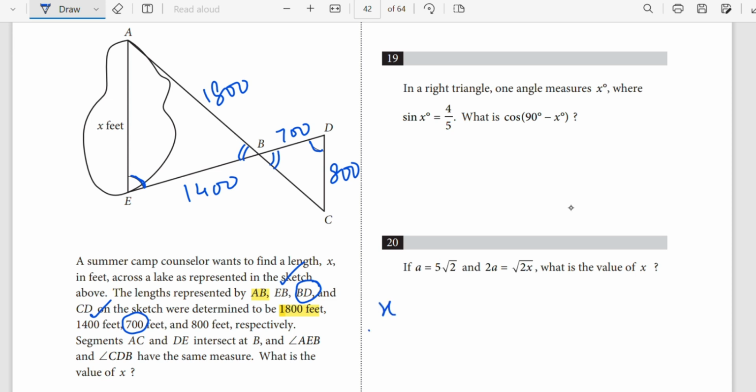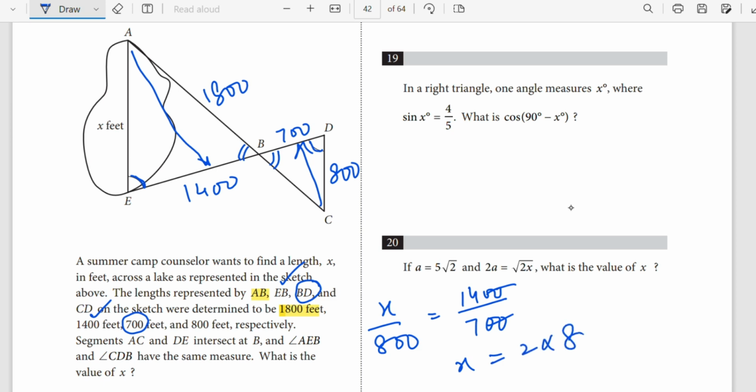We will write x over 800 is equal to 1400 over 700, because the side opposite to this and the side opposite to this are in the same ratio. So what is x? x is equal to 2 times 800, that is equal to 1600. So 1600 is the answer. Keep it in your mind.